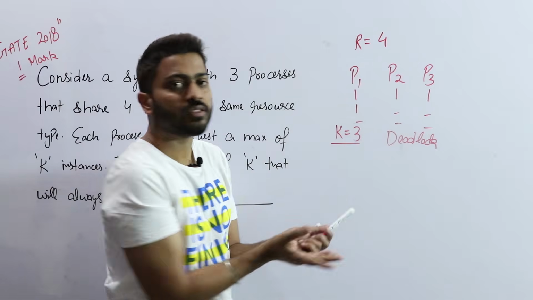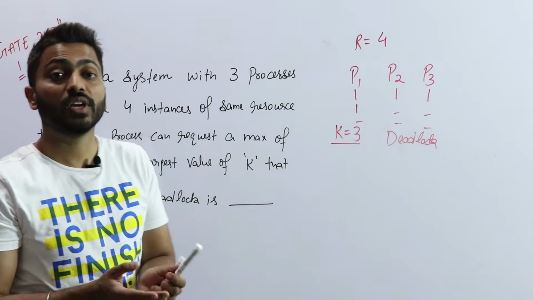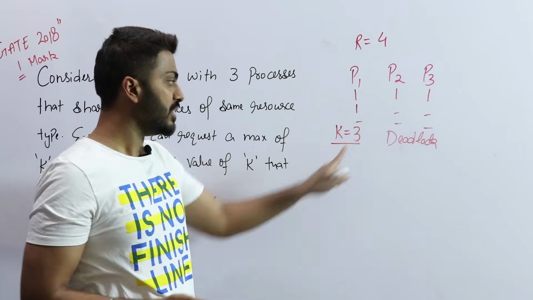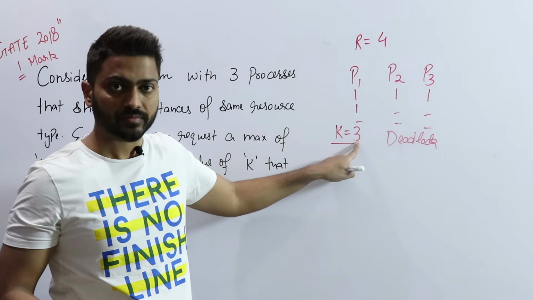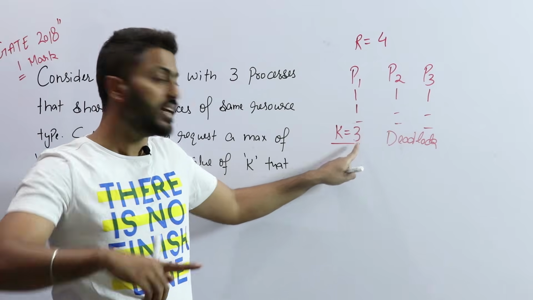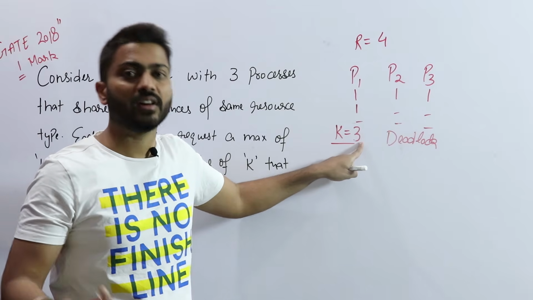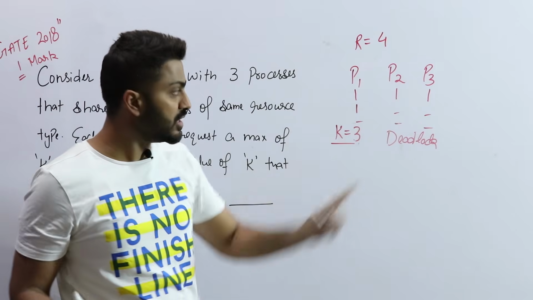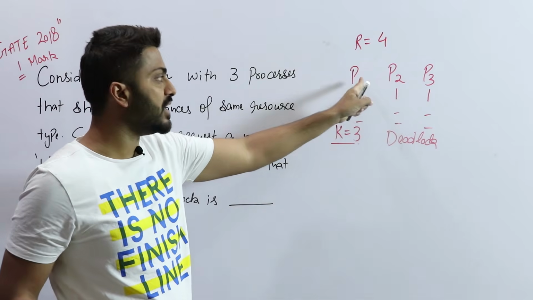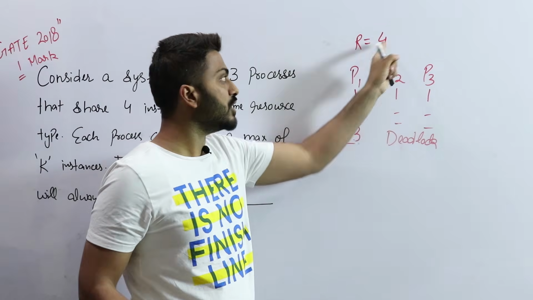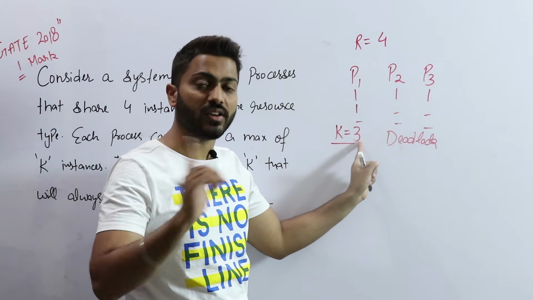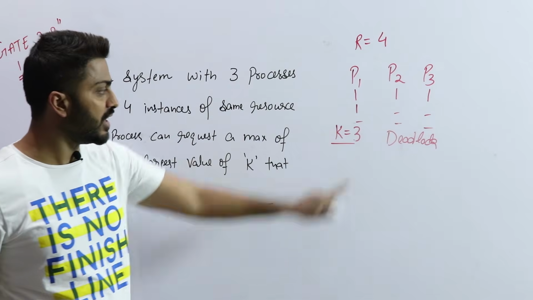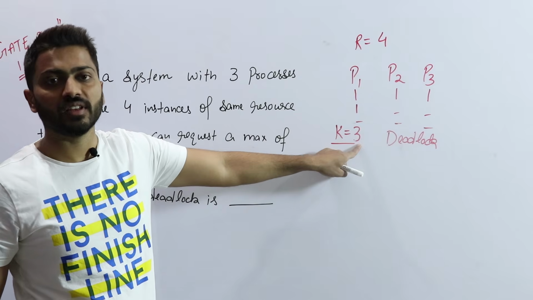So what is the meaning of this? Why have I written this? We have to examine all the cases. Don't directly say that K value 3 is the answer. For 1 or 2 cases, K value 3 can be correct, but you have to examine all the cases. And this is one of the cases. If I take the number of resources as 4 and demand as 3, then there will be a deadlock. So you can say 3 cannot be the right answer.